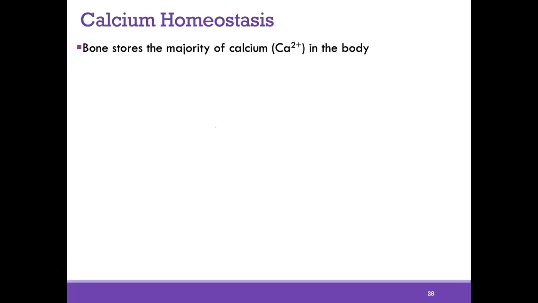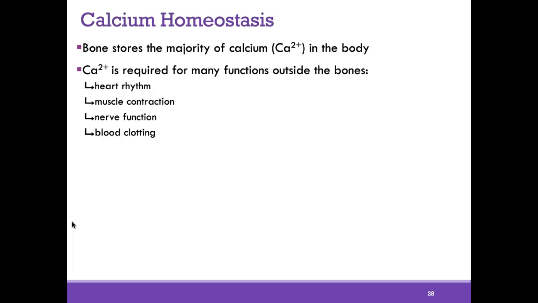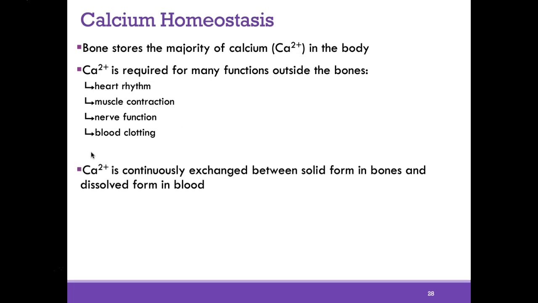Bone stores the majority of calcium in our body. Our body contains about 1,100 grams of calcium, and 99% of that is in our bones. Calcium is required for many functions outside of the skeletal system, a lot more than just the bone structure. We need calcium to maintain our heart rhythmicity, for muscle contraction, for our nerves to function properly, and for our blood to clot. And again, this is a small subset. Calcium is also required in many other physiological processes.